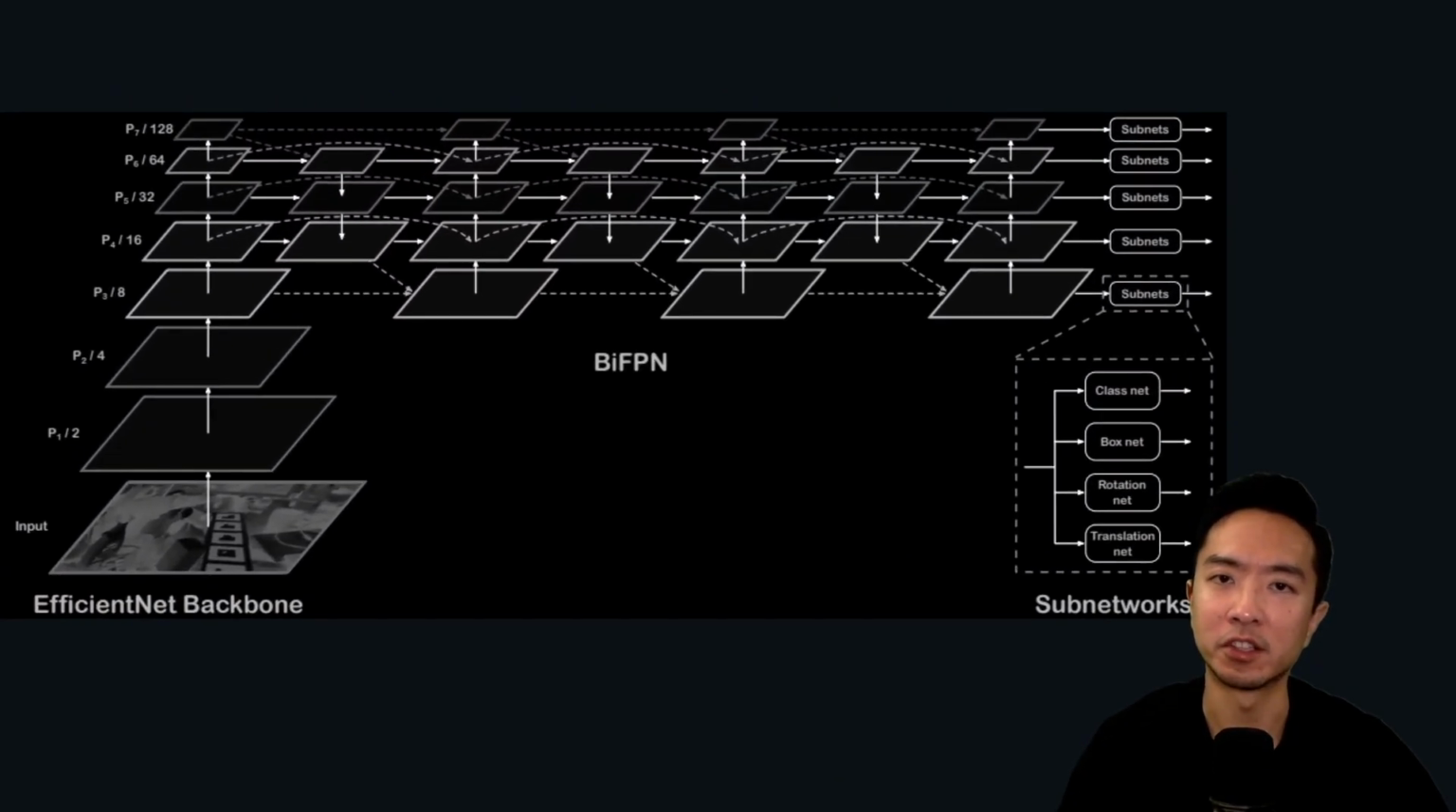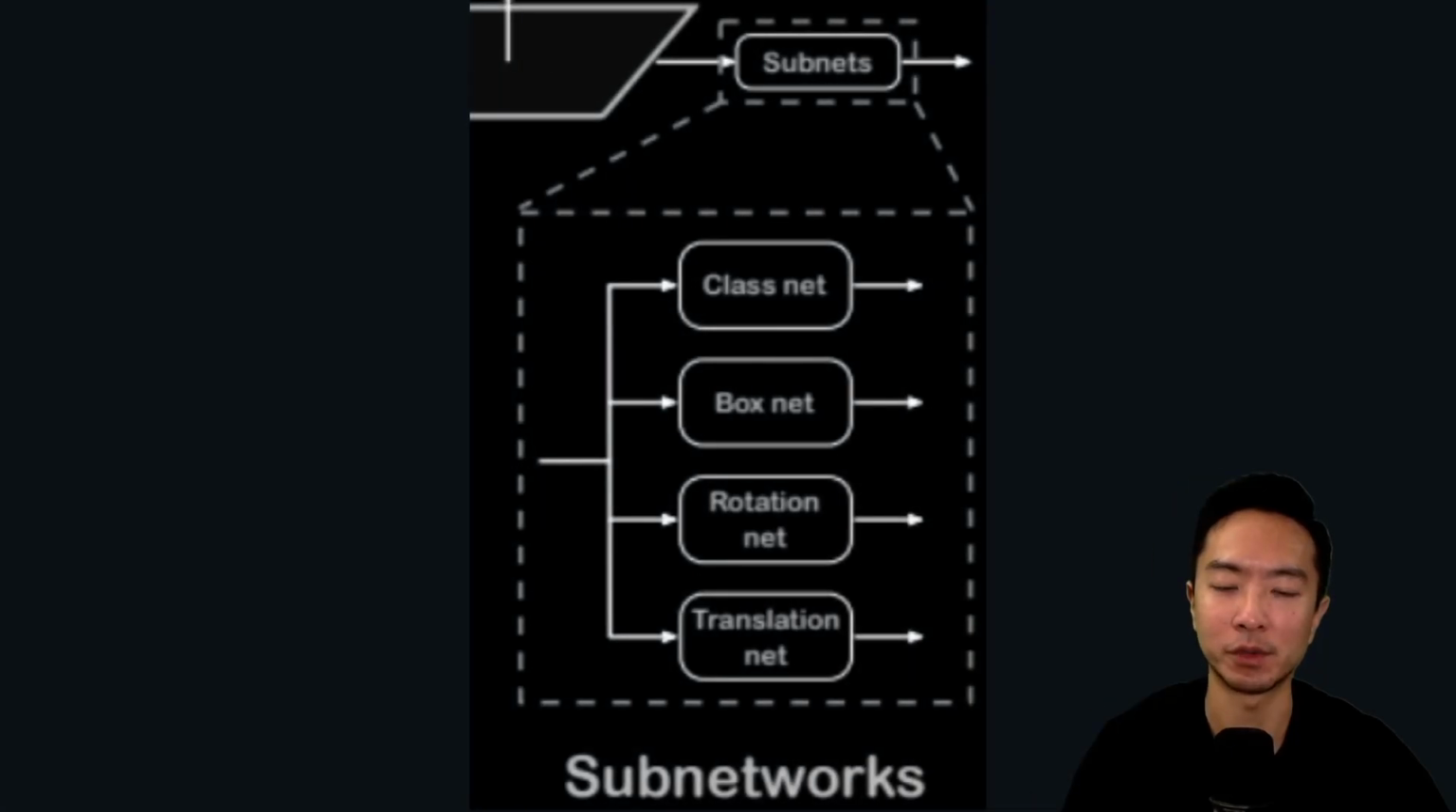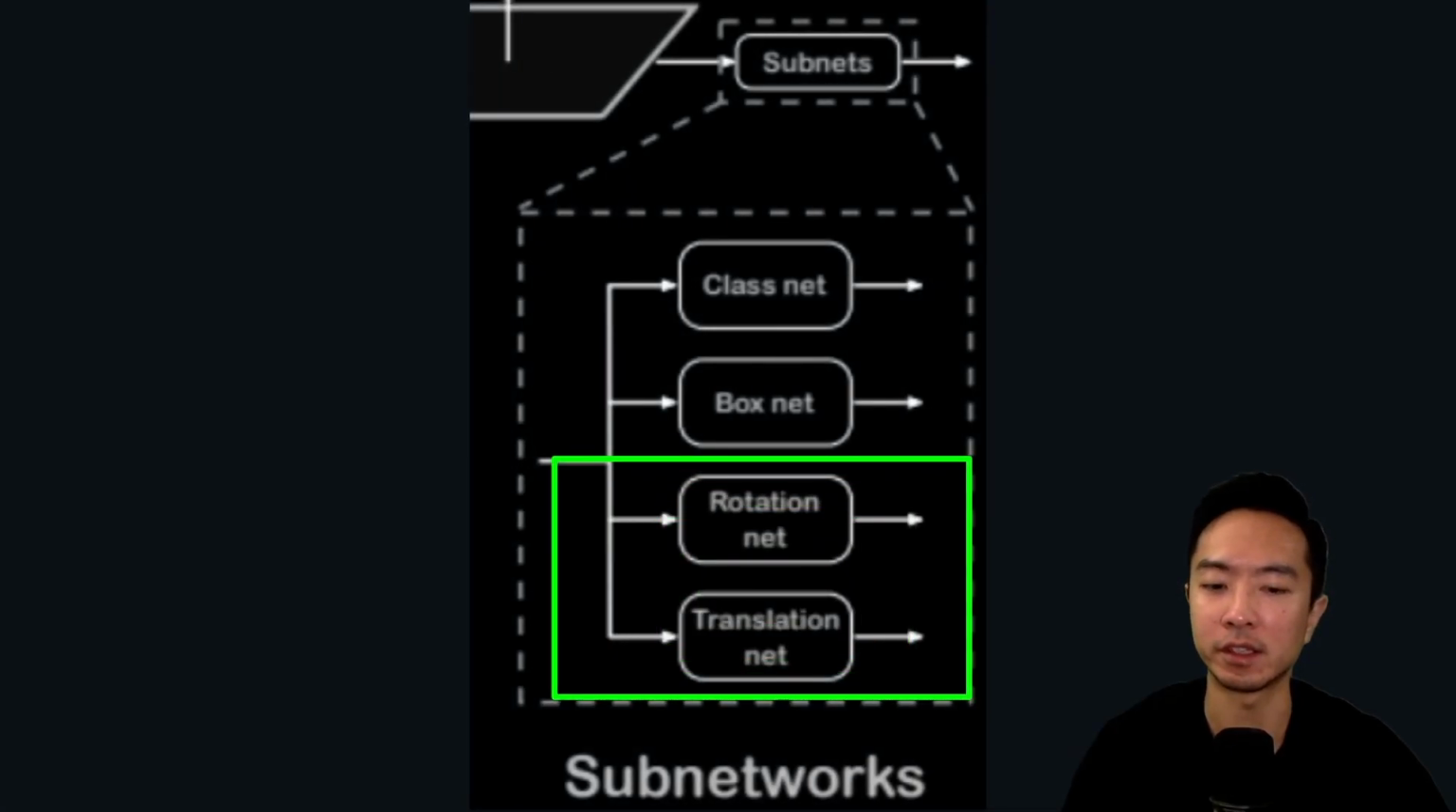Okay, so now let's take a look at the EfficientPose architecture. You can see here that we have a subnetwork, and inside of this subnetwork, one of the main things I want to point out is that they have the rotation net and translation net. So it's actually running some of these calculations in parallel with the class and box net detections.